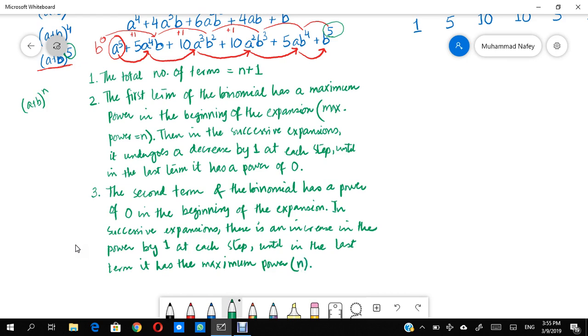Now, what happens in the terms in the middle? We have seen the increase and decrease, but there's another really interesting thing to notice. Let's take any term in the middle of the expansion. Let's take this one. What is the sum of the powers of a and b? 5. Here again, what is the sum of the powers of a and b? 5. The sum of 5 remains constant throughout the expansions.